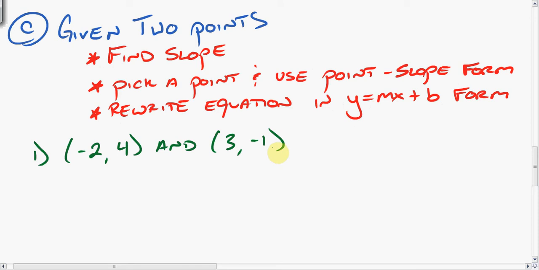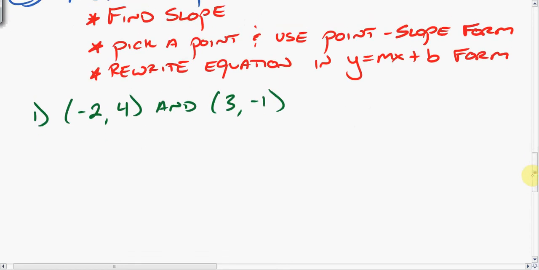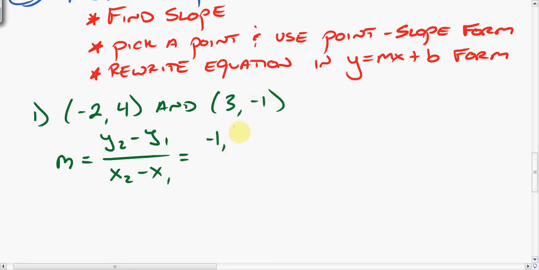So I've got our problem here. I've got the ordered pair -2, 4, and the second ordered pair 3, -1. Alright, so the first thing we're going to want to do is find our slope. So m equals, remember the slope formula is the change in y over the change in x, rise over run. So I've got my y2, we'll make that -1, -1 minus y1. Since I started with this point, I need to start with this point again, so my x2 is 3 minus my x1, which is -2.